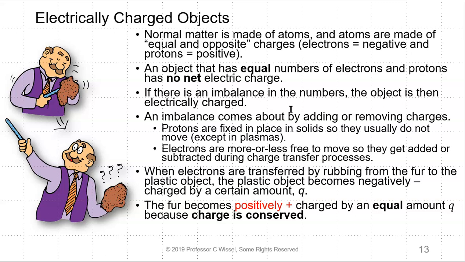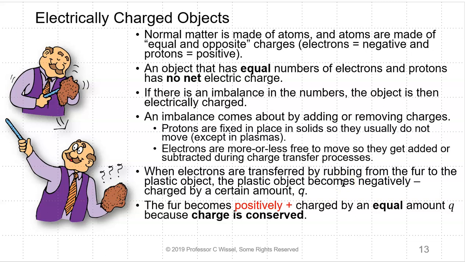If there's an imbalance in the numbers, then the object is electrically charged. Imbalance comes about by adding or removing charges. Typically, the protons are fixed in space, especially in solids, so they usually do not move except in plasmas. Electrons are more or less free to move, so they get added or subtracted during charge transfer processes.